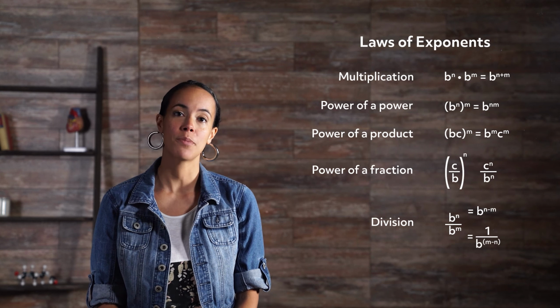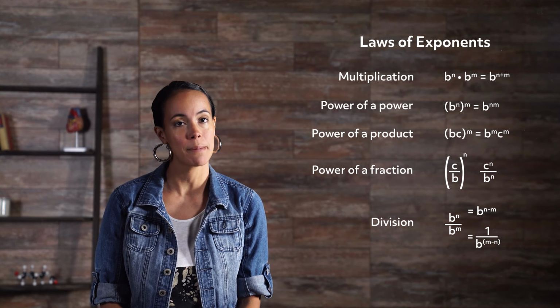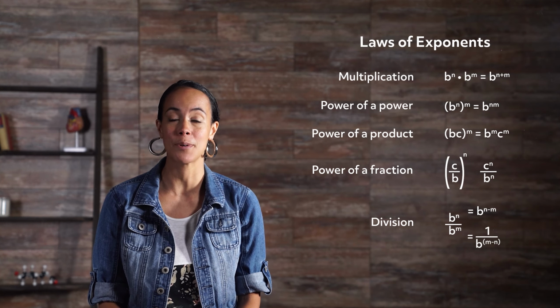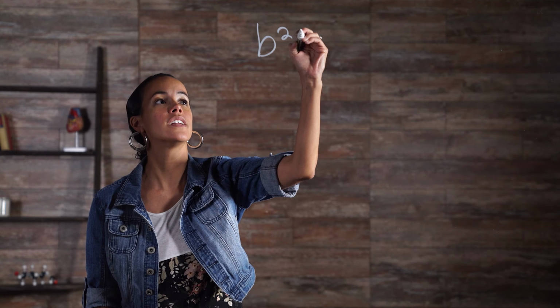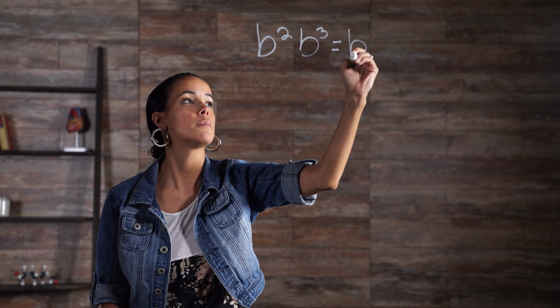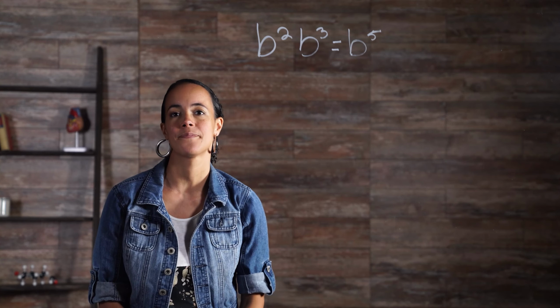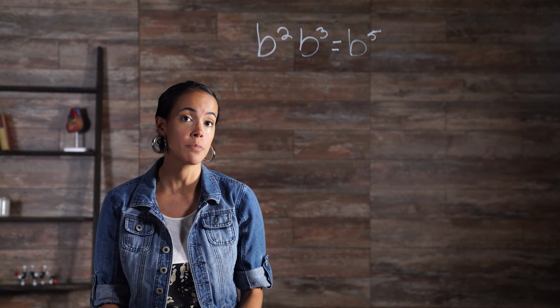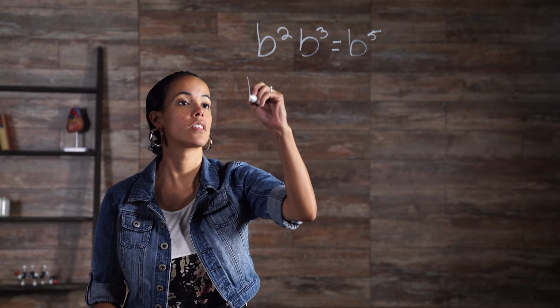The product of powers property applies to powers with the same base. When asked to multiply powers with the same base, simply add the exponents. For example, b squared times b cubed equals b to the fifth. This rule makes intuitive sense if you expand each power like this.